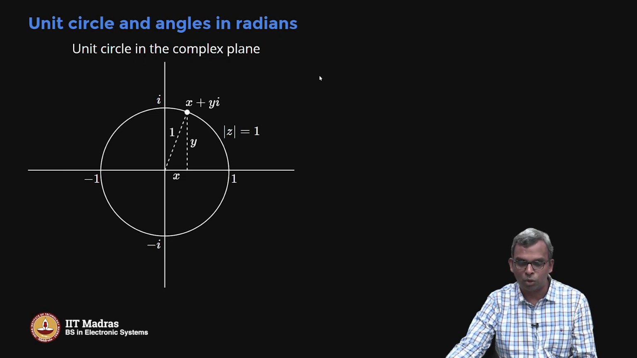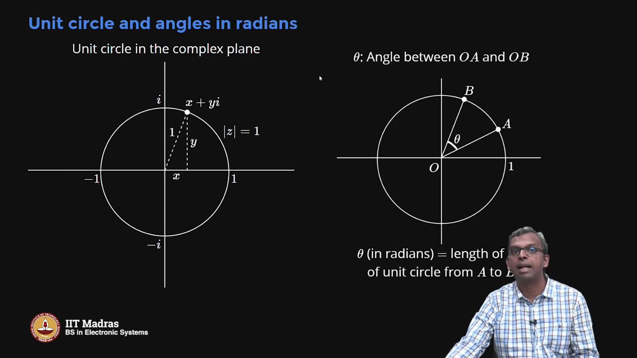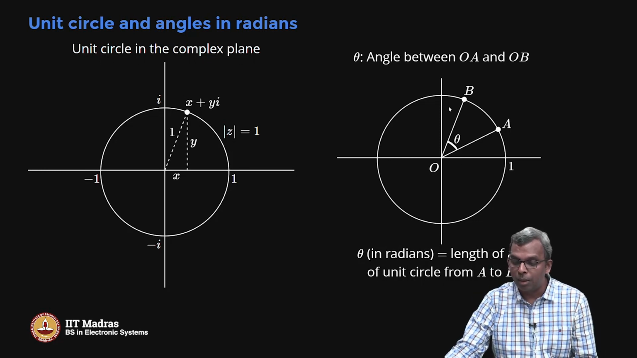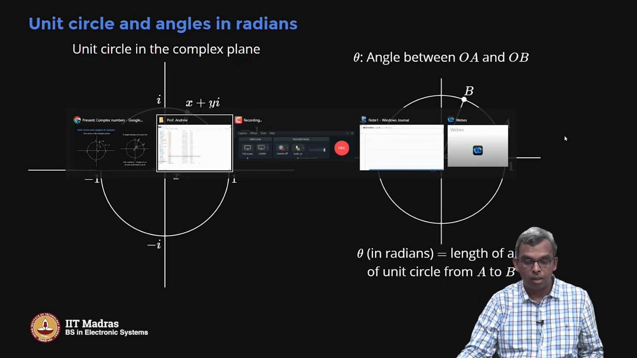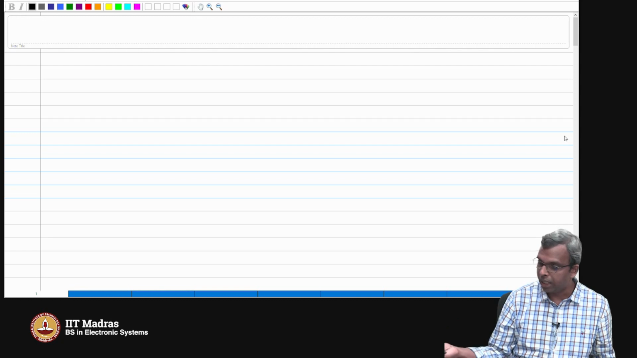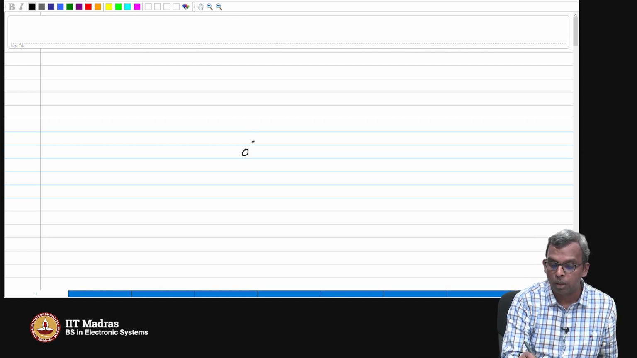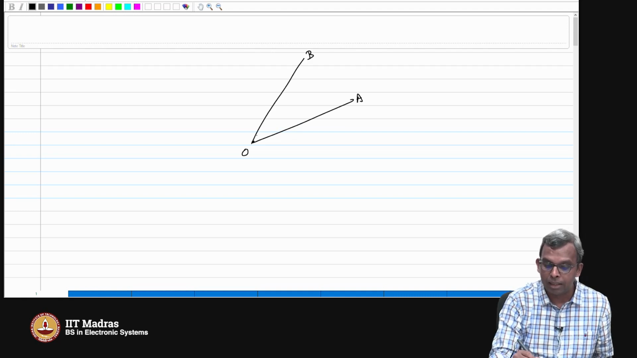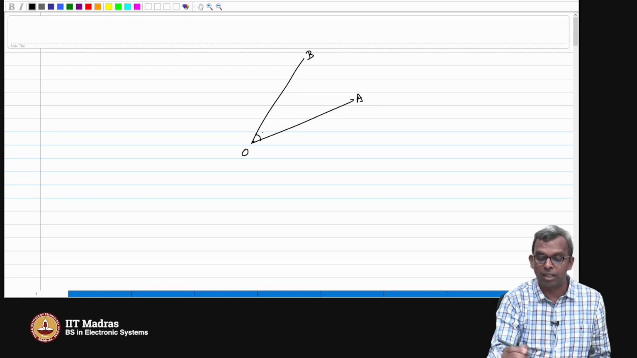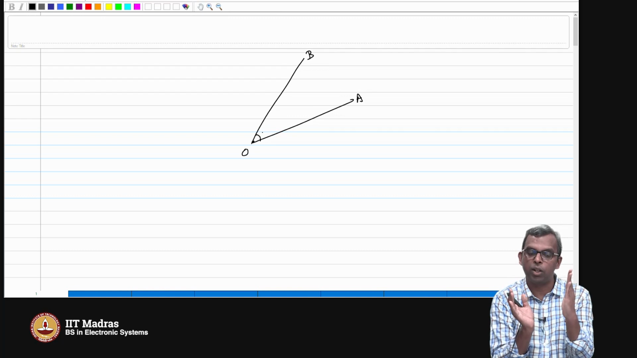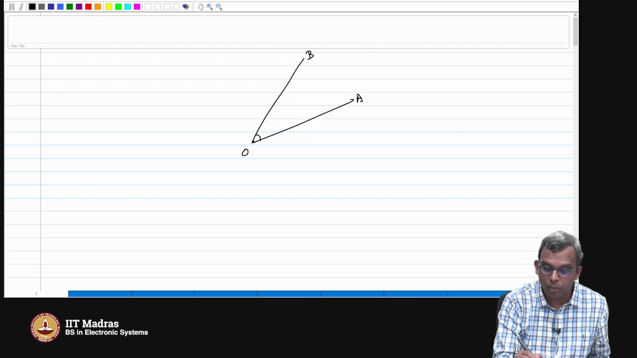So, without further ado, let us see the definition of angles in radians. What is the definition of angle in radians? Forget about this axis, forget about this unit circle. How do we think of angles? You have a point O, you have a line A, you have a line B. The angle is some sort of measure of how much this A has to rotate around till you get to B. That is the measure. So how do we measure this angle?